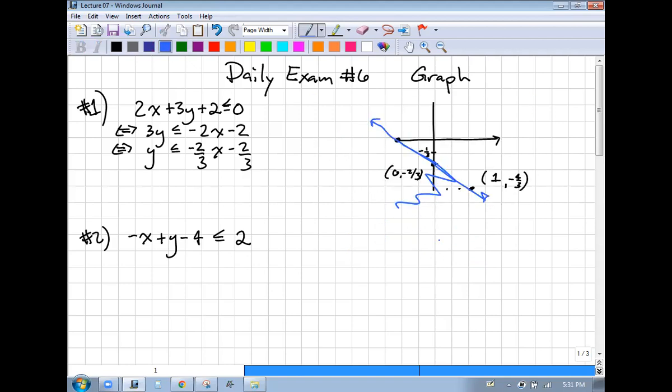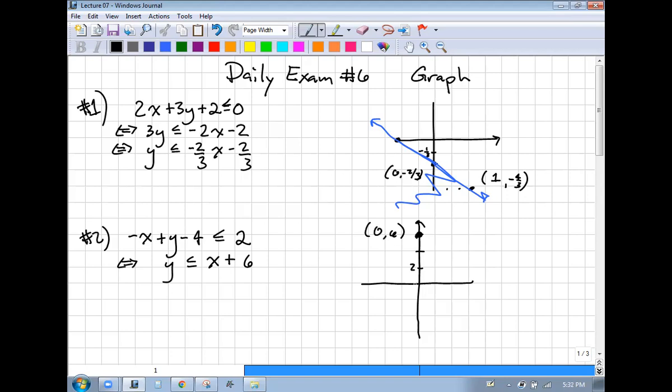All right. The next one, same thing. We put it into slope intercept form. Y less than or equal to. If I add 4 to both sides, I get a 6. And I'll add x to both sides. So if I graph this, it's easy to screw these up. I screwed this one up yesterday after class. Our intercept here is at 6, so I'll make each one of these worth 2. So I'll make that point there 0, 6.